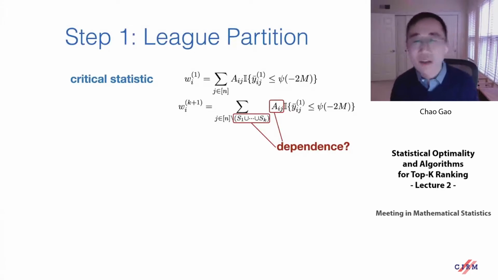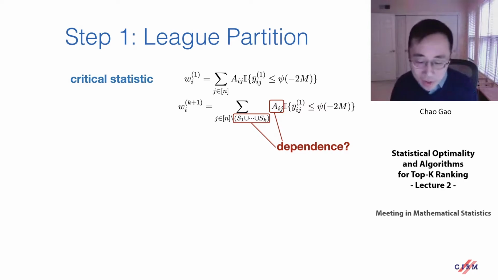And in fact, if you still remember the algorithm, each step depends on the previous one. So you really need to work with lots of the dependence to understand the behavior of the algorithm. What I would like to show is that it is actually true that aij is approximately independent from the previous leagues S1 through SK. And why is this true?